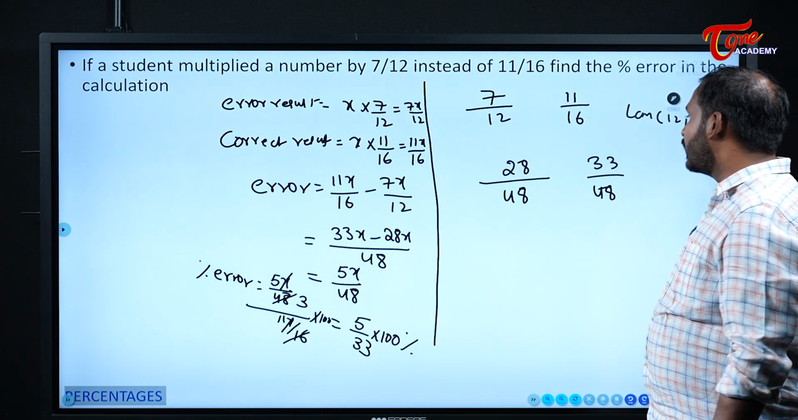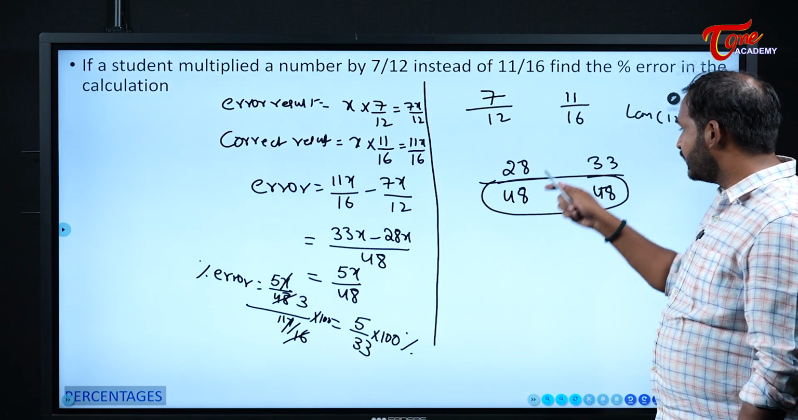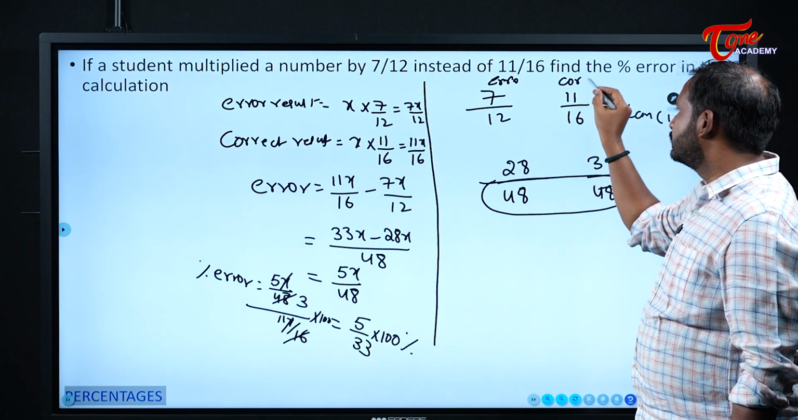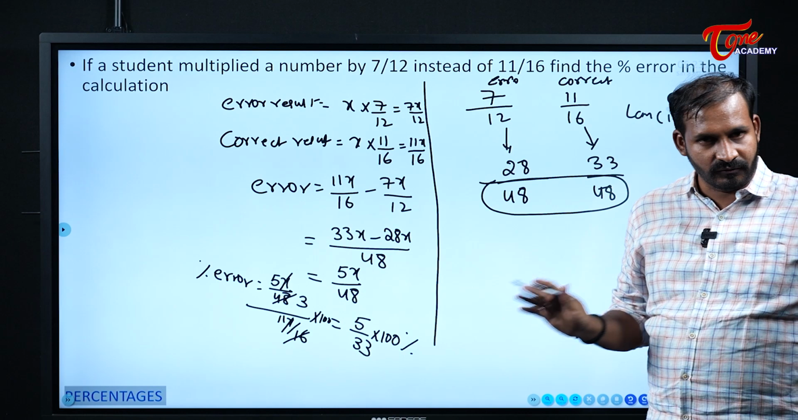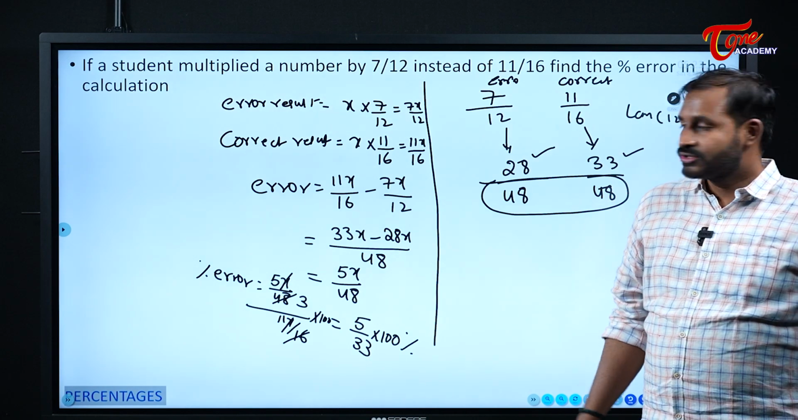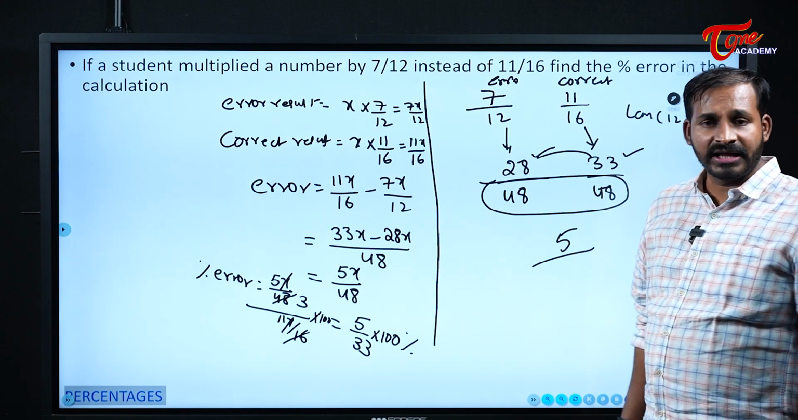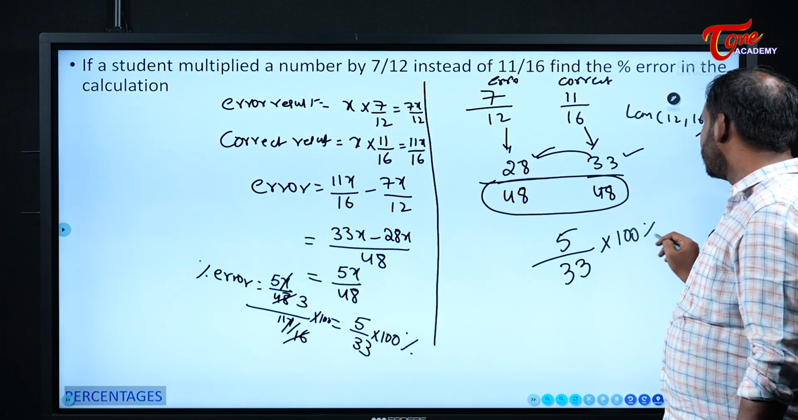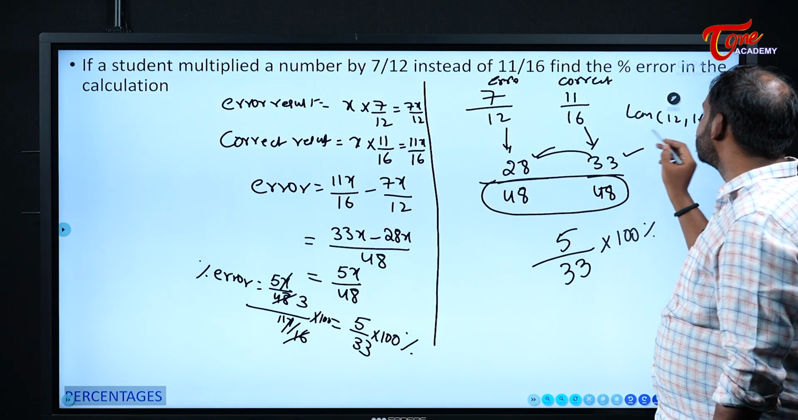Okay, good. Now these bases are equal, right? Now you can directly take the error. This is error and this is the correct. When the bases are equal, we need not worry. Instead of multiplying with 33, we multiplied with 28. What is the difference between these two? 5. The actual value is 33 into 100 percent. So whenever you have anything like this, first equalize the bases by taking the LCM of 12 and 16.